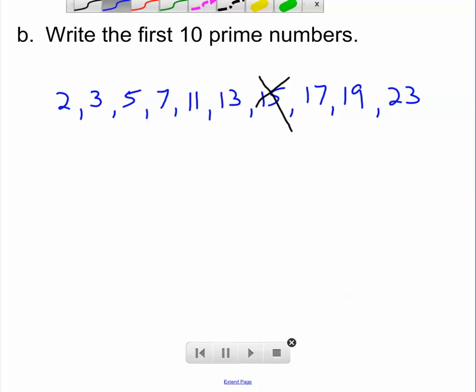How about we go with... not 25. By the way, 21 is divisible by 3, so we can't use that. Not 25 because that's divisible by 5. Not 27, that's divisible by 3. 29, that would be the next one.